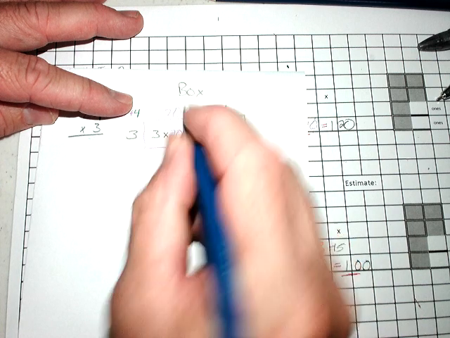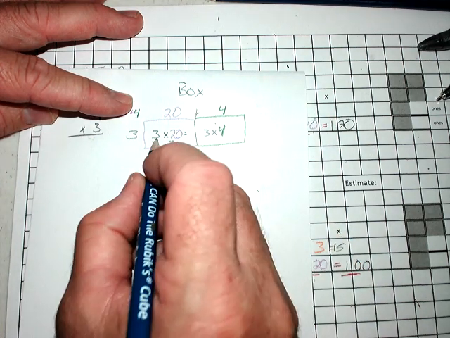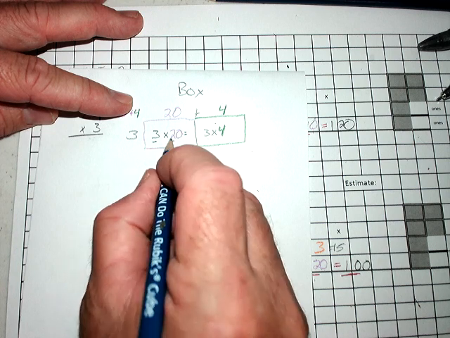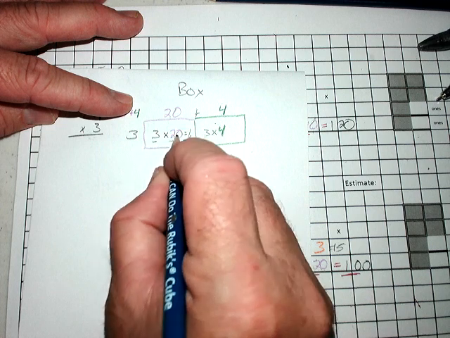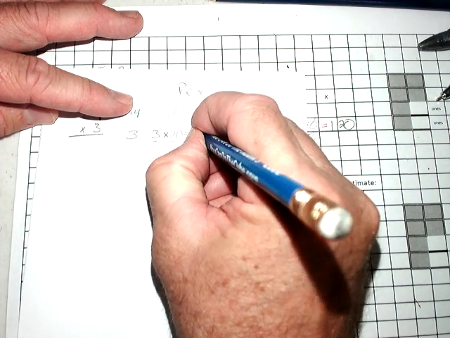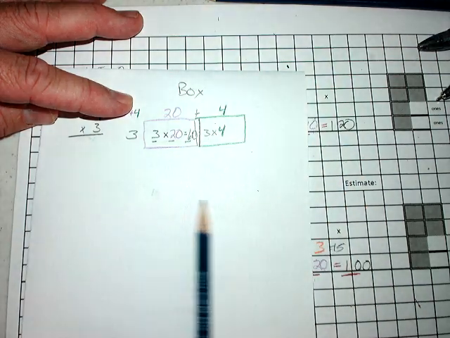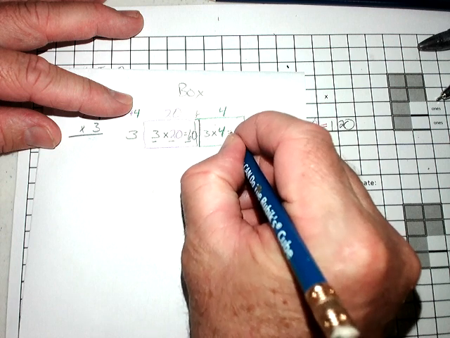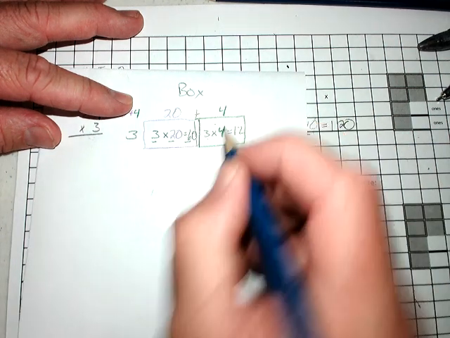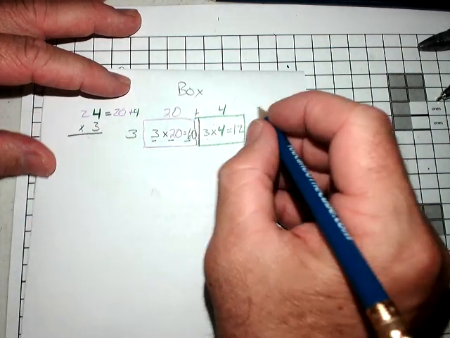3 times 4, we look at our basic fact. 3 times 20, we look at our basic fact. 3 times 2 is 6. And how many powers of 10? We have 1 power of 10. So our answer in that box is 60. And then in this box, 3 times 4, look at our multiplication chart if we don't remember, but the answer is 12. So now that we have these two answers, we can add them up.